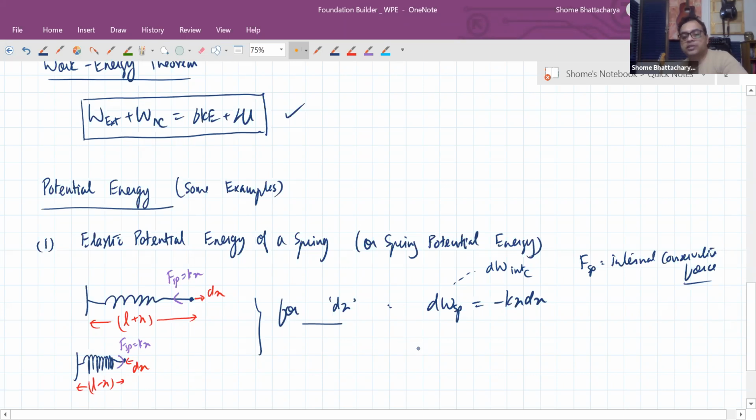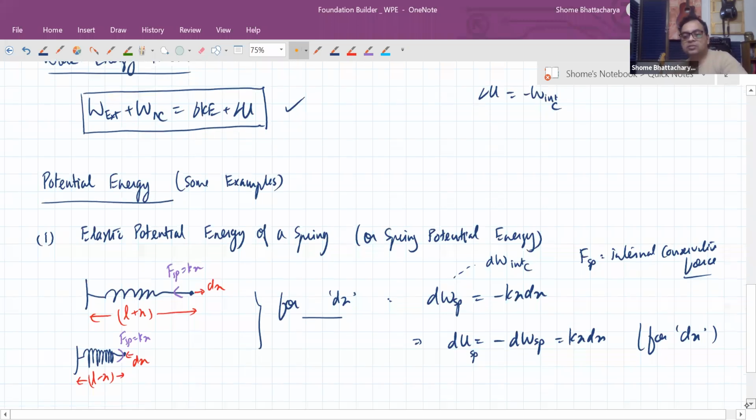So the change in potential energy will be equal to the negative of the work done by the internal conservative force. So it is kx dx for the small displacement dx. For a small change in length dx, the change in potential energy of the spring is given by this formula. Just in general, delta U is given by the negative of work done by the internal conservative force. So here, this becomes the negative of work done by the spring force.